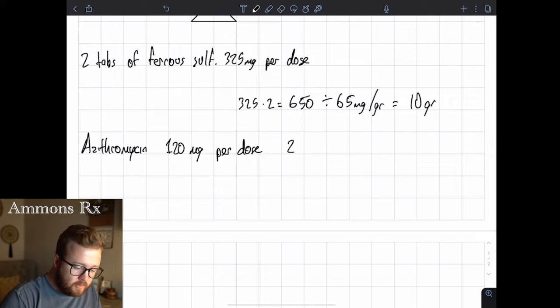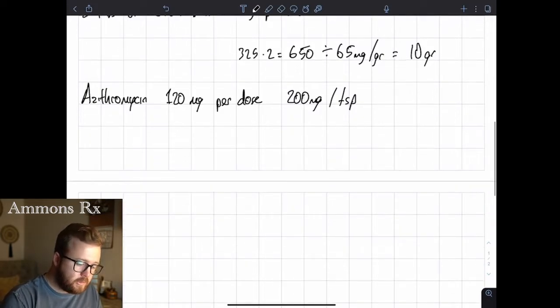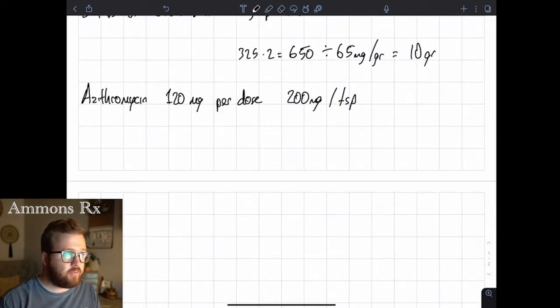Azithromycin, 200 milligram per teaspoon. Okay. You are preparing it with 200 milligram per teaspoon. What volume will be given per dose? Okay, so the dose is 120. What I have in front of me is 200 milligrams per teaspoon.